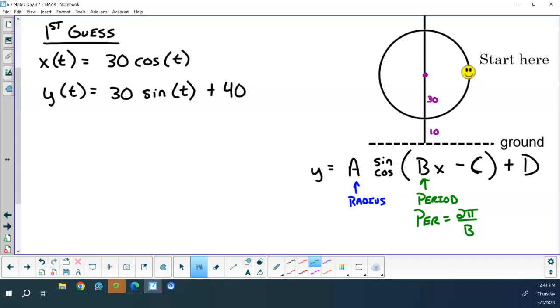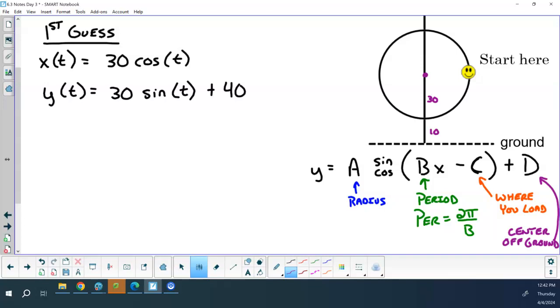All right. C here is going to be where you load the ride. We'll talk about that here in a minute. And that's going to be your loading position. Straight out to the right is 0, so then there is no C. If you load at the top, it's minus pi over 2 inside there. If you load on the left side, it's minus pi. If you load at the bottom, it's minus 3 pi over 2. And so on and so forth. And D is going to be center off the ground. Okay, which is why we went with plus 40 there.